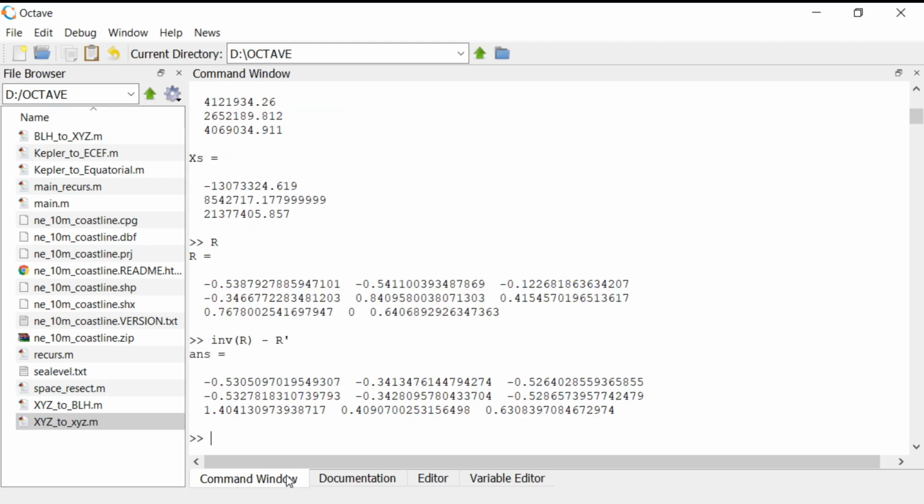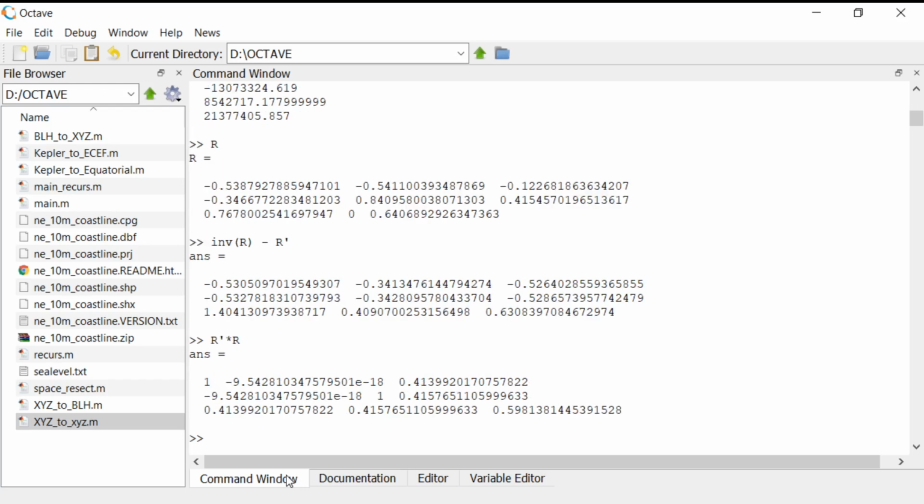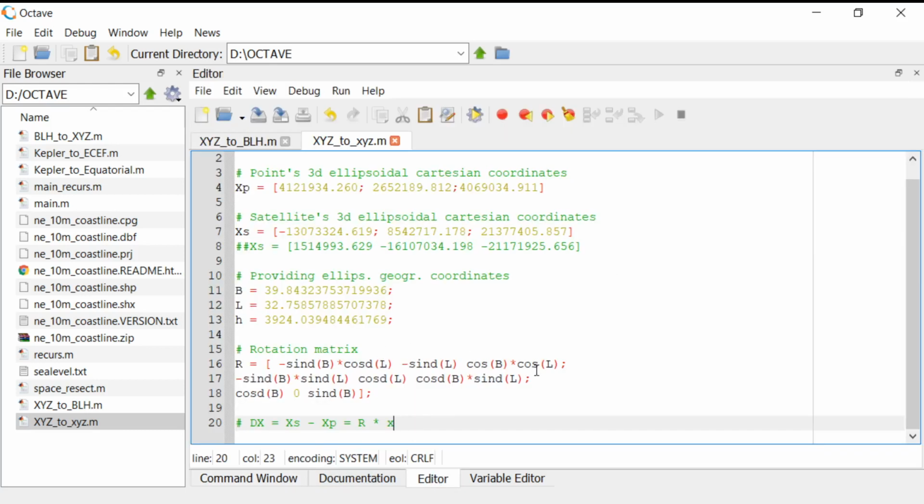So this is not the case. Sorry, so we made some mistake here. R transpose times R, as you can see, we have some errors. So let's handle this error issue. Let's have a look if we have obtained our rotation matrix correctly or not. So let's now check if this rotation matrix is true or not.